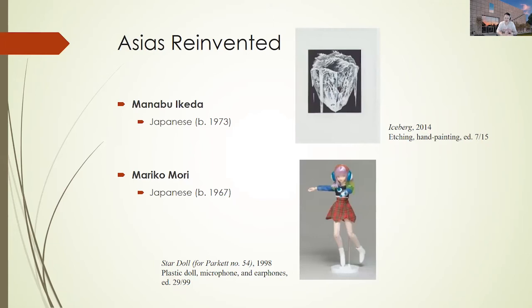So I wanted to kind of start with these two because they're very contrasting images. One is Manabu Ikeda from Japan. And this one's just entitled Iceberg, and it's an etching. Some people say that the waves on top of the iceberg are reminiscent of the famous artwork Great Wave by Hokusai in the 1800s.